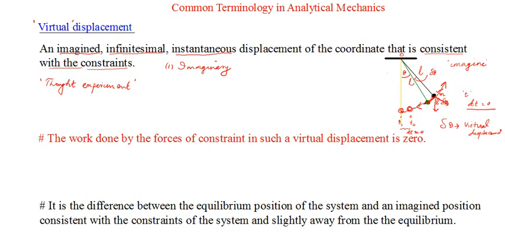So we usually write the second condition for calling a displacement virtual is that it should be instantaneous. I'm not keeping the order, I know. Instantaneous in the sense that there is no time evolution. There is no time evolution that's considered.